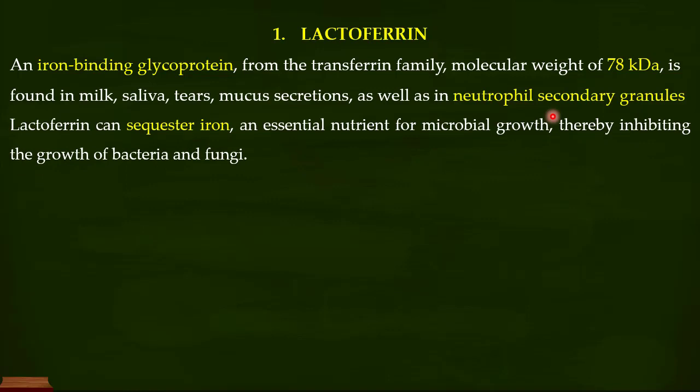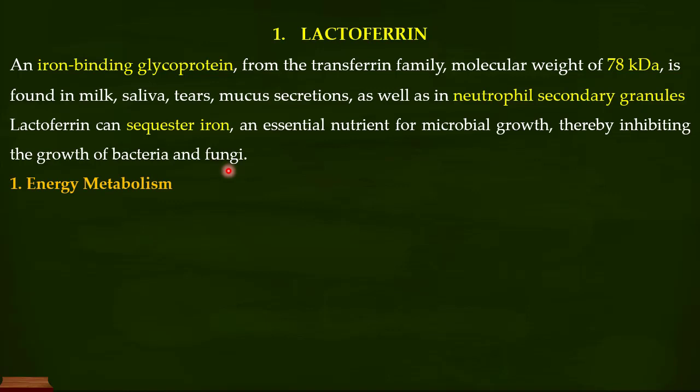What lactoferrin can do is sequester iron. When you talk about the function of lactoferrin in the immune system, iron is an essential nutrient for microbial growth. So if lactoferrin sequesters iron, the microorganisms will not be able to get the iron, thereby inhibiting the growth of the bacteria or the fungi, whatever the pathogenic organism is. Now, why is iron so important for these bacteria or fungi, and once you sequester the iron using lactoferrin, how is it going to badly affect the microorganism?